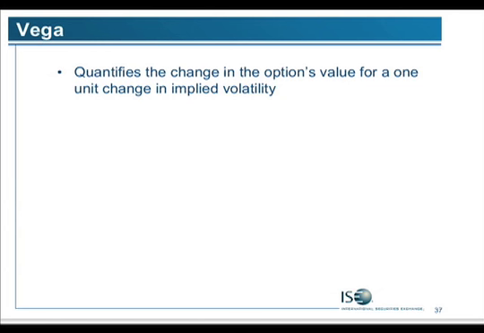Vega is going to actually, remember, these Greeks are risk gauges. So this is the risk gauge for telling us as traders how much I'll make or lose based on changes in implied volatility. 1 unit change in implied volatility.